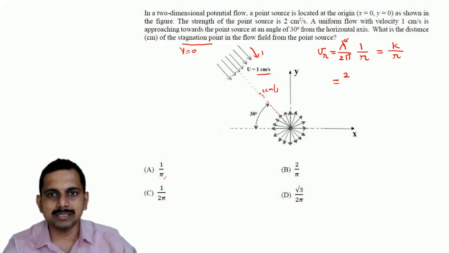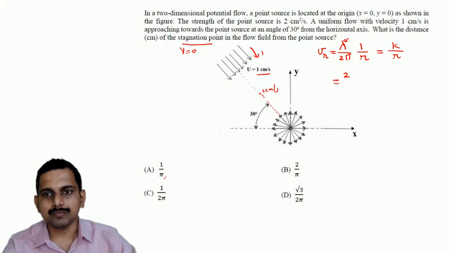If you understand, this is similar to the kinematic viscosity formula, right? So this has to be understood. Kinematic viscosity also is meter square per second, you observe. So this is 2 divided by 2 pi, and 1 by r.